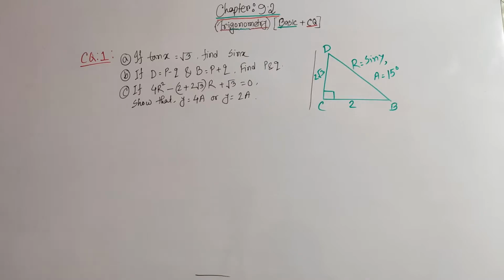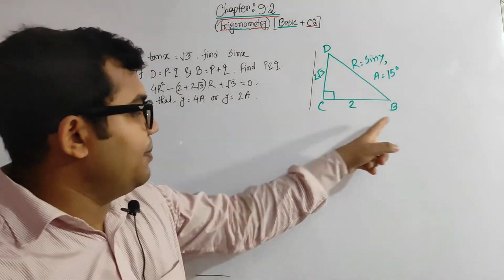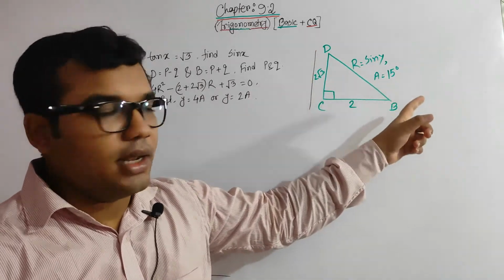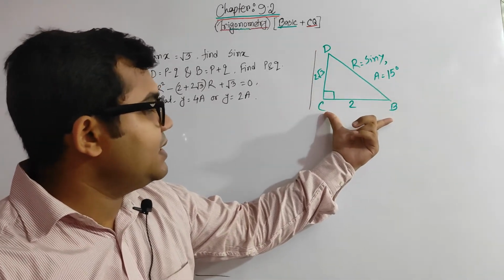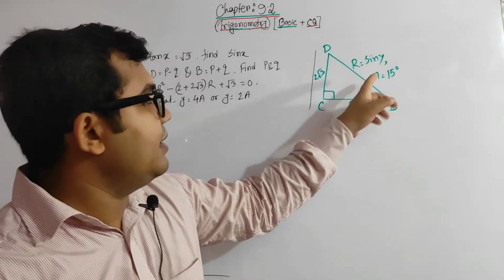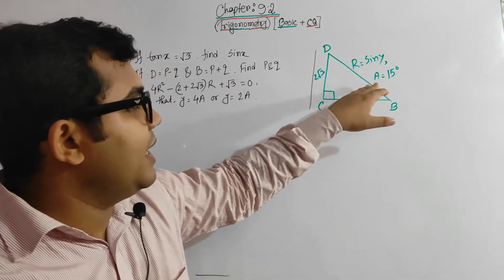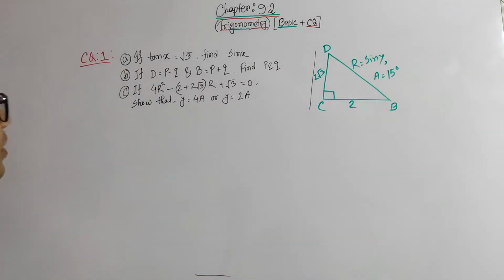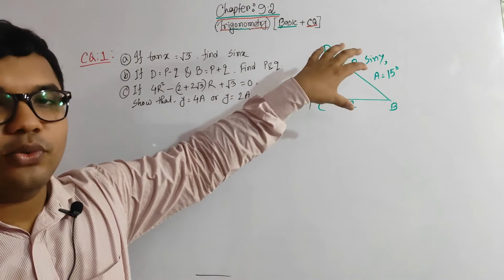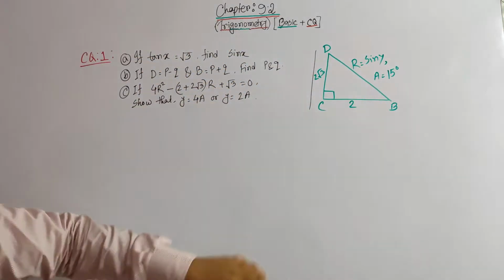So dear students, this is our first CQ. In this first CQ, here is given a figure. In this figure, BCD is a right angle triangle, the value of BC is given as 2, and DC is given as 2 root over 3, and there is a value given, that is R equals sine y and A equals 15 degree. These are given. Why and how will we use these values in this CQ? We are going for this.